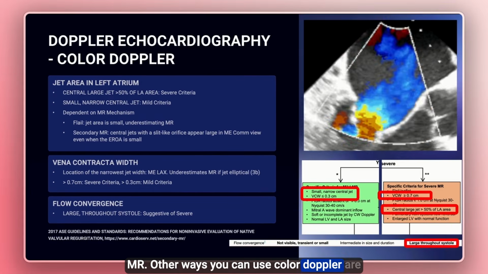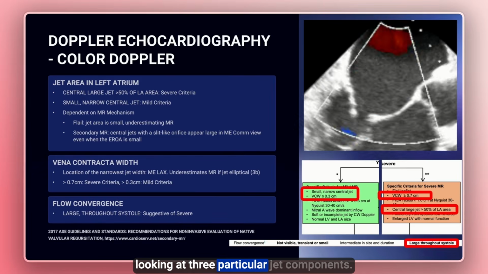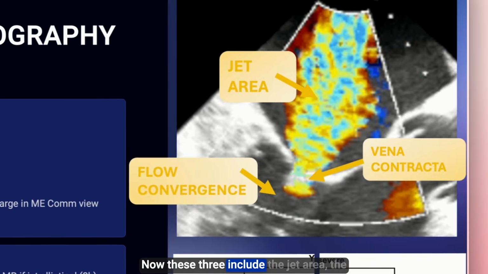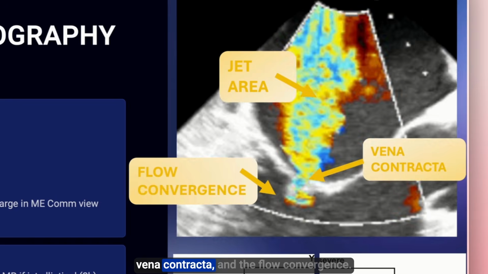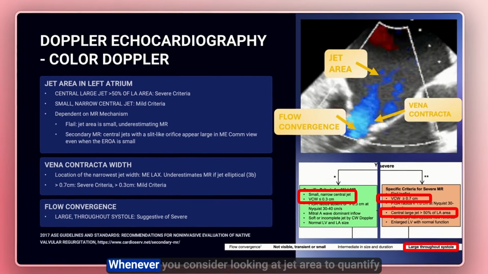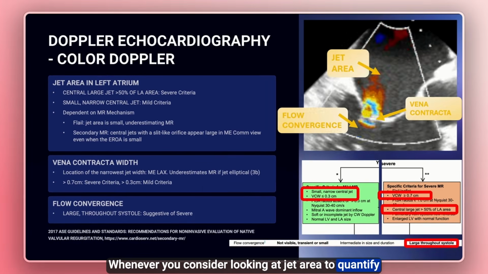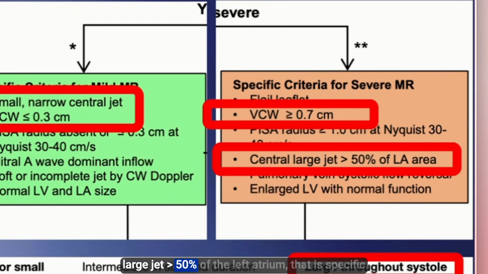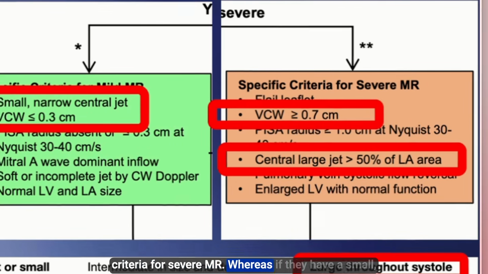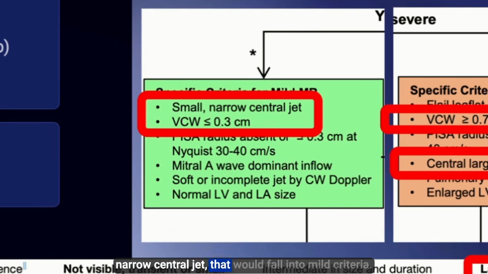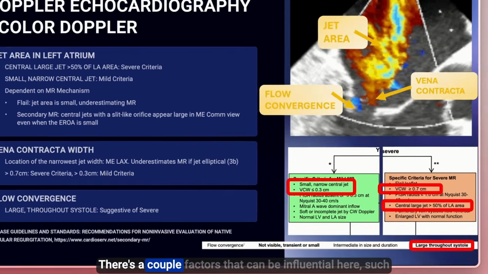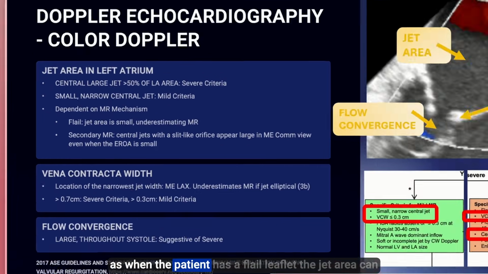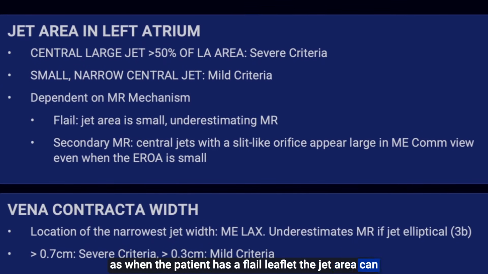Other ways you can use color Doppler are looking at 3 particular jet components. Now, these 3 include the jet area, the vena contracta, and the flow convergence. Whenever you consider looking at jet area to quantify mitral regurgitation, noting if the patient has a central large jet greater than 50% of the left atrium, that is specific criteria for severe MR. Whereas if they have a small, narrow central jet, that would fall into mild criteria. There's a couple factors that can be influential here, such as when the patient has a flail leaflet, the jet area can actually be small and underestimate the degree of MR.